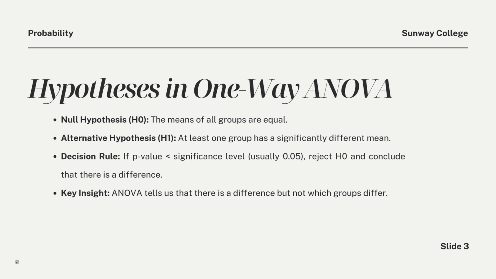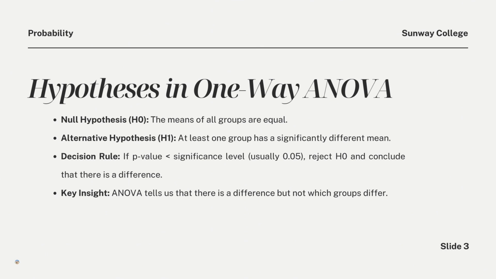Now let's talk about hypotheses in One-Way ANOVA. In One-Way ANOVA, the null hypothesis H0 indicates that all group means are equal. In contrast, the alternative hypothesis H1 claims that at least one of the group means differs from the others. To determine which hypothesis we accept or reject, we compute the p-value.